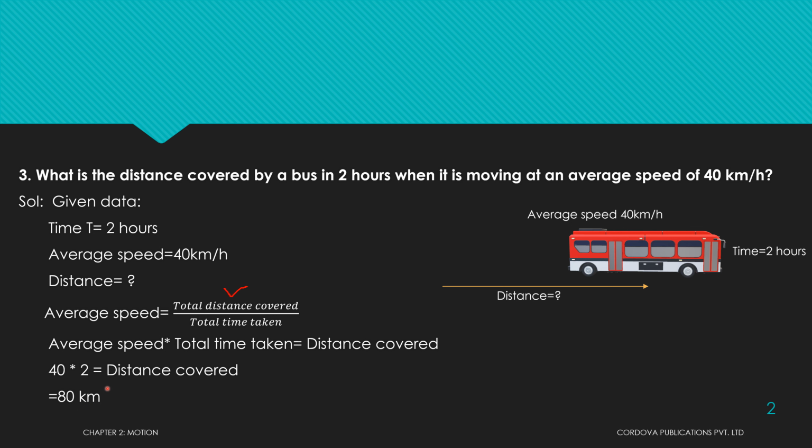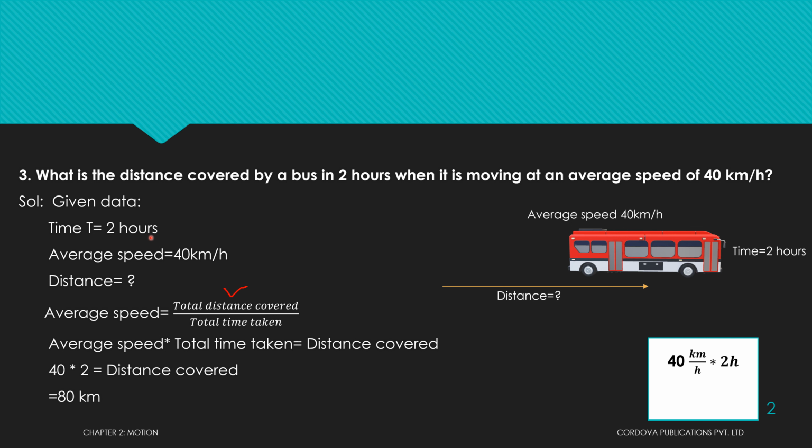Now, how did I get this kilometer? Here we have kilometer per hour and hour, right? But how did we get a kilometer? Here is the solution for that. See, what we have done here is multiplied this average speed with the time, right? So what is the average speed? This is 40. What is the SI unit for that? Kilometer per hour. I have written that into 2 hour time.